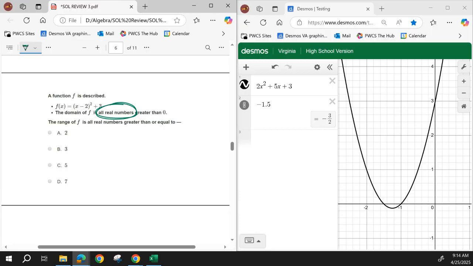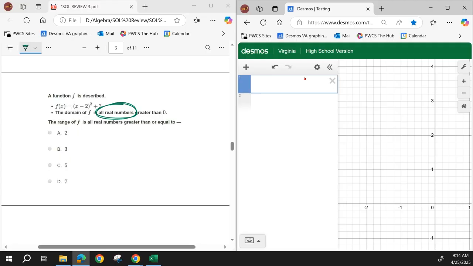The range is how high or low it goes. Well, this one goes up forever, but it doesn't go down forever. It stops here. This would be part of our range. And we look at our y and we say that, okay, well, we can have y values that are greater than or equal to -0.125.